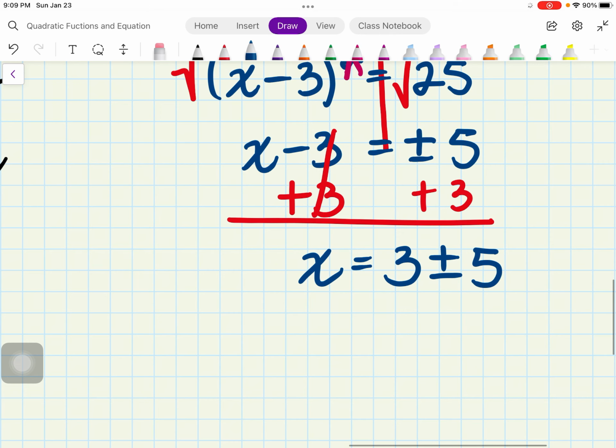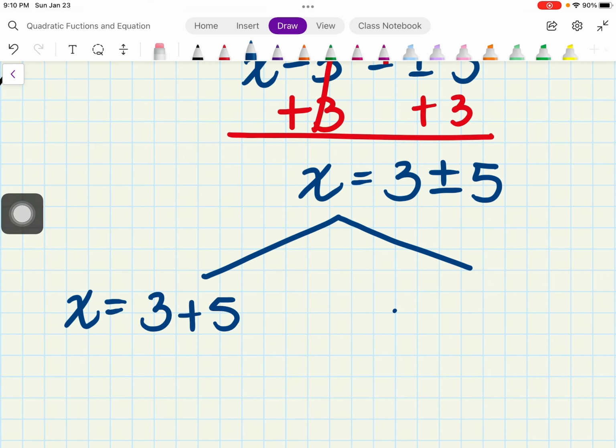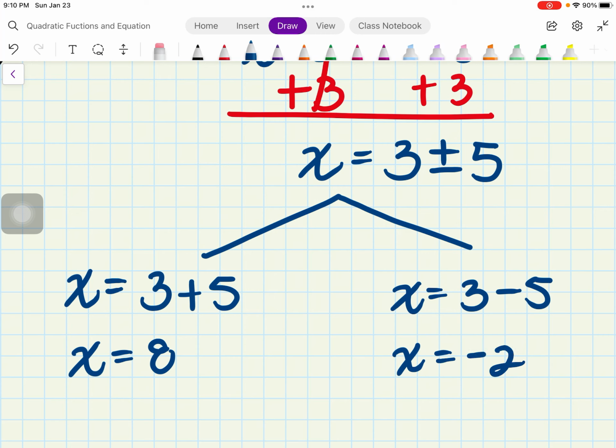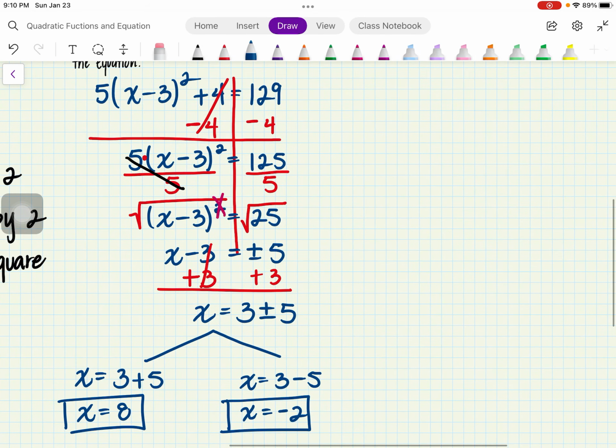Now, once we get to this point, we obviously have to break this apart into 2 separate equations, where the only thing that changes is going to be the 5, because that's the one that has 2 different signs. So we have x equals 3 plus 5, and x equals 3 minus 5. So 3 plus 5 in this case, guys, is going to be 8, and 3 minus 5 is going to be negative 2. So these 2 here are our solutions. All right, now let's go ahead and write our steps.